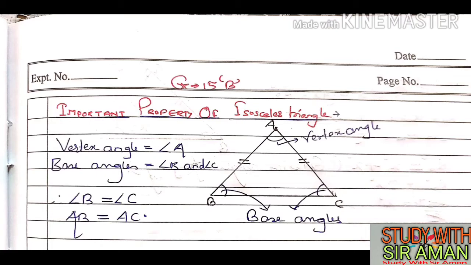So in simple language I am telling you, if in an isosceles triangle two sides are equal, it means two angles are also equal. And which two angles are equal? Base angles are always equal. Now you can see I have written here angle B and angle C both are equal. Why are they equal? Because they are base angles.